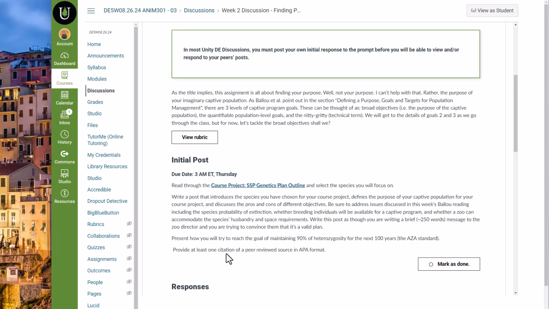Provide at least one citation of a peer-reviewed source in APA format. So remember, a peer-reviewed source is a journal article in a scientific journal. It has been peer-reviewed. In this case, it's not necessarily saying it has to be a research article. It could be a review article. It could be a research article. But it can't be a chapter from a book. It can't be a website. It has to be from a peer-reviewed journal.